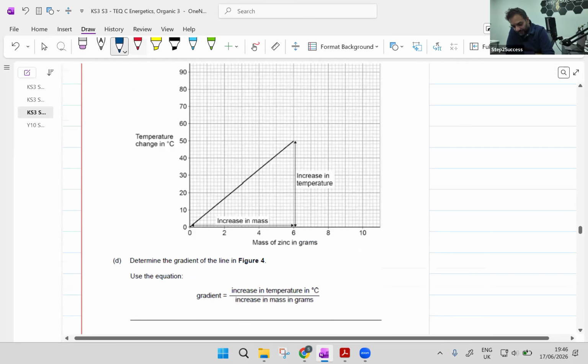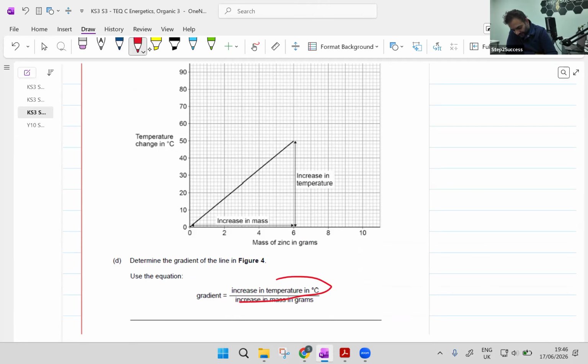For this line, all you need to do is measure the increase in temperature. So measure this distance here using the axis. Now that looks like 50 to me. It goes from here to there, which is up to 50, right? So that's 50. And then measure the increase in mass, which is this way. How big is that? Well, 6, according to the axis. So you end up doing 50 divided by 6, and that should be your answer.